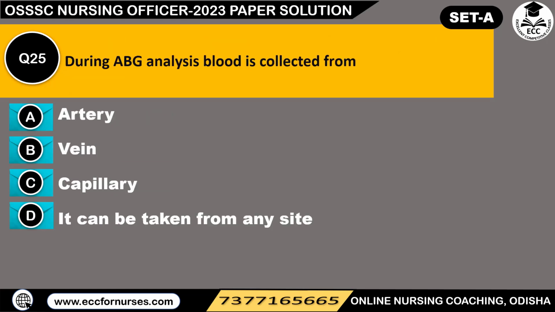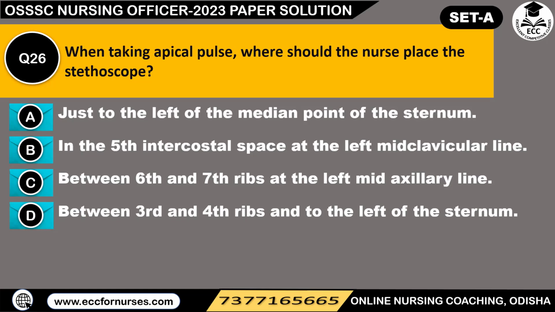Question number 25. During ABG analysis, blood is collected from the, appropriate answer is artery. Question number 26. When taking apical pulse, where should the nurse place the stethoscope? Answer is option B, the fifth intercostal space at the left midclavicular line.